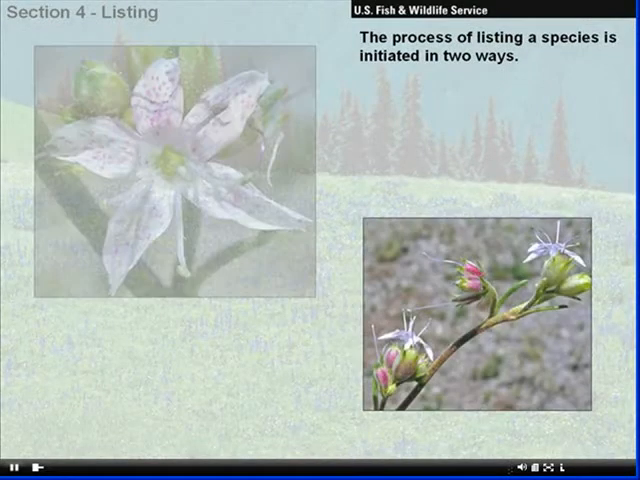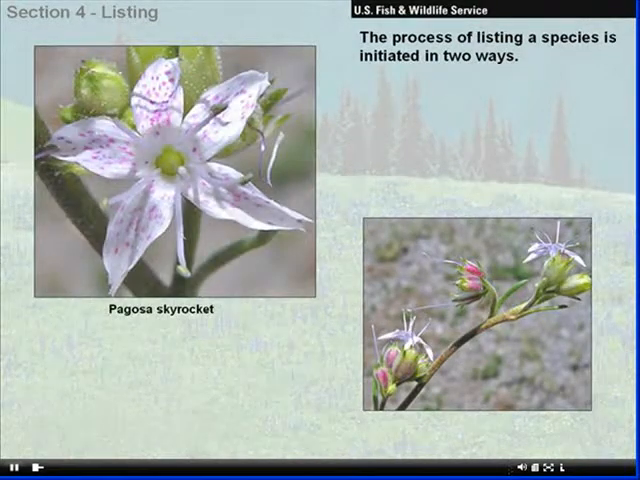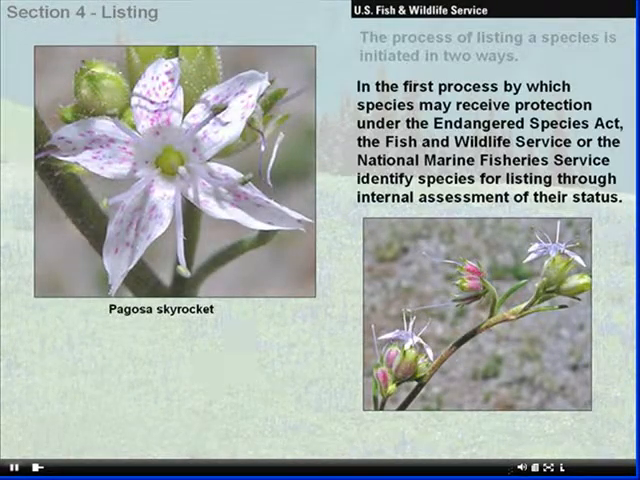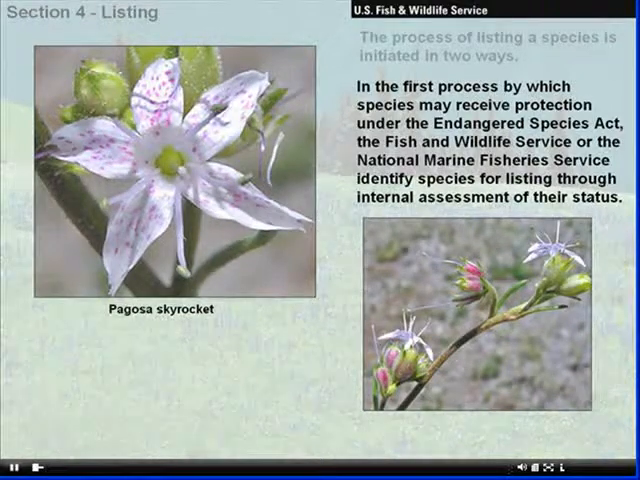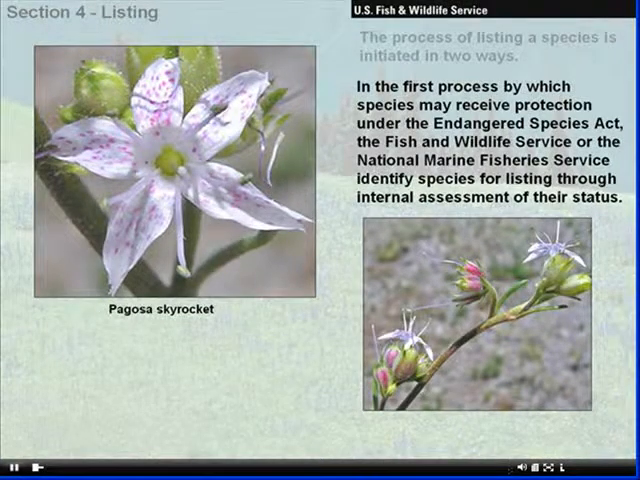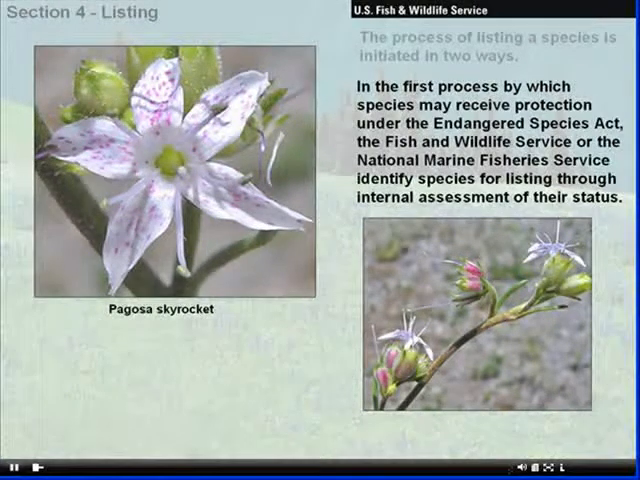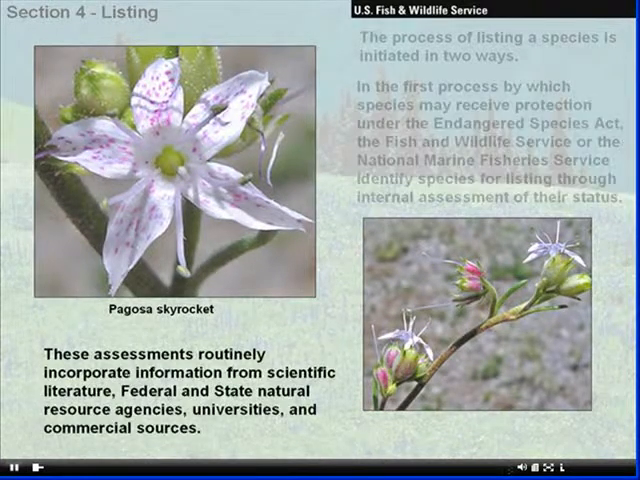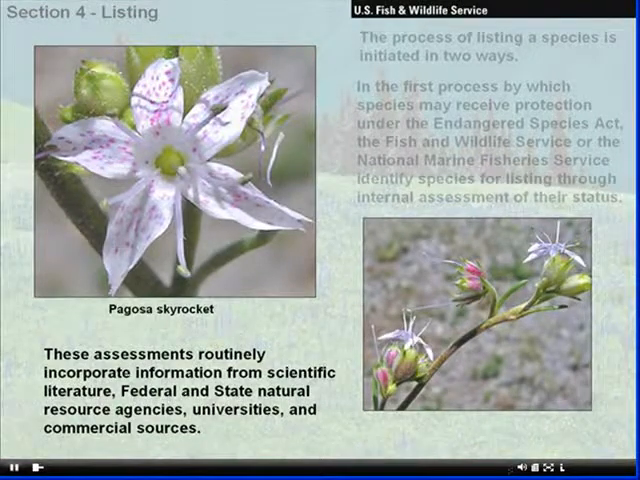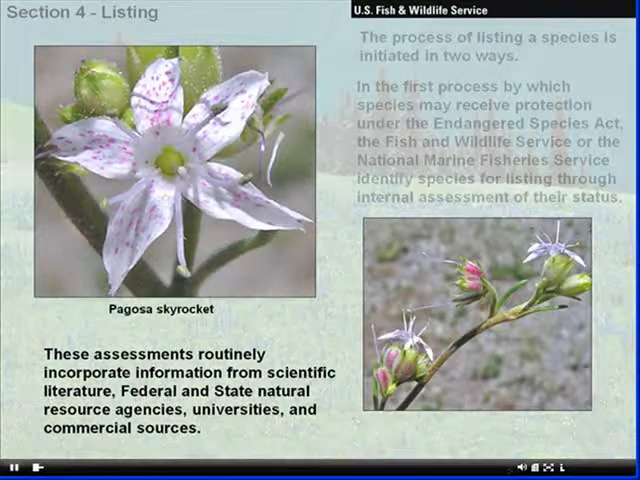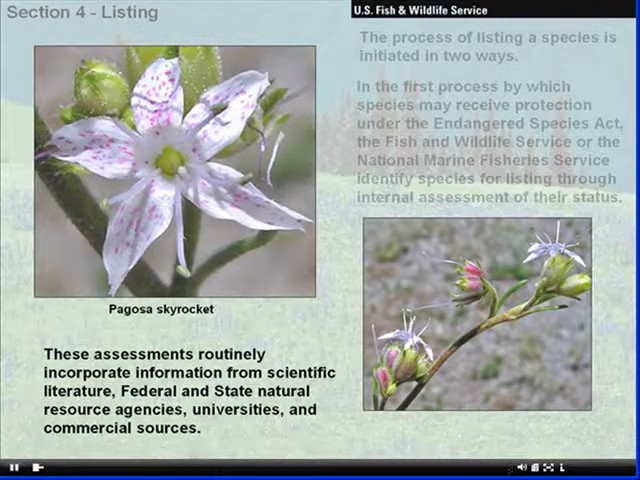The process of listing a species is initiated in 2 ways. In the first process, by which species may receive protection under the Endangered Species Act, the Fish and Wildlife Service or the National Marine Fisheries Service identifies species for listing through internal assessment of their status. These assessments routinely incorporate information from scientific literature, federal and state natural resource agencies, universities, and commercial sources.